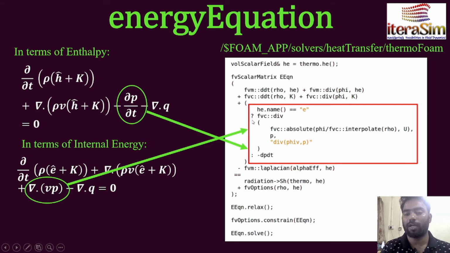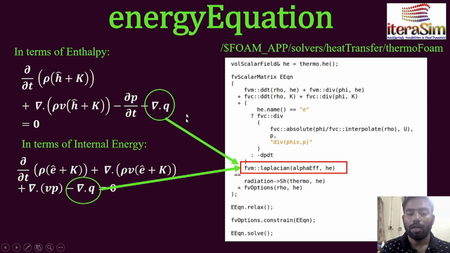Okay, so this is one kind of if-else statement you are seeing here: if this is true, then it is going to solve for this, otherwise it is going to solve for the minus del P upon del T. So you can see here that in the case of enthalpy energy, we are solving for the minus del P upon del T, but in the case of the internal energy, it is solved for the divergence of U into P. Now this del dot Q is also related to the heat transfer.